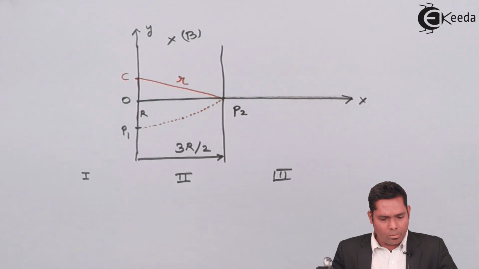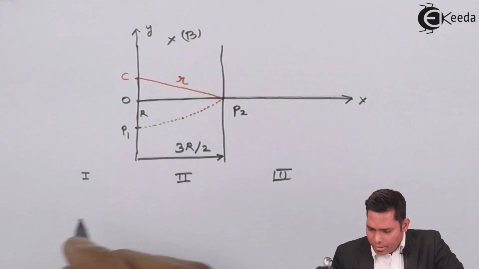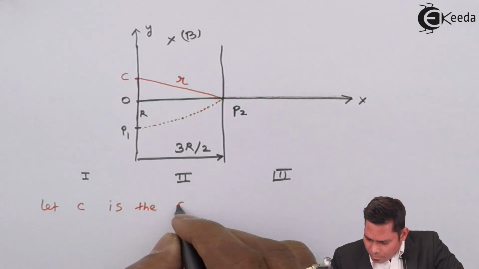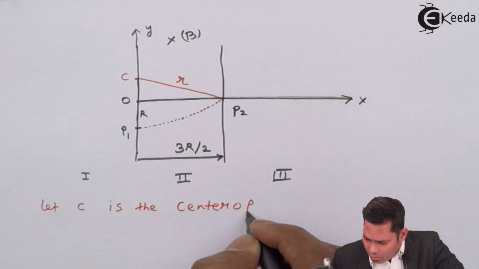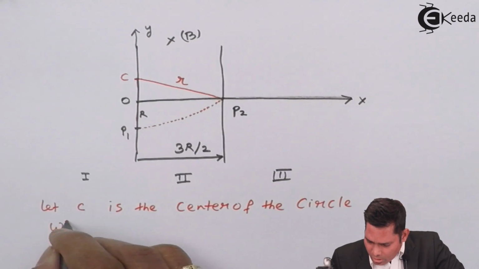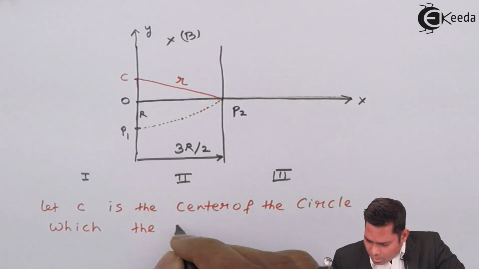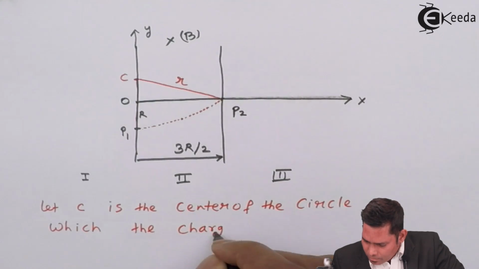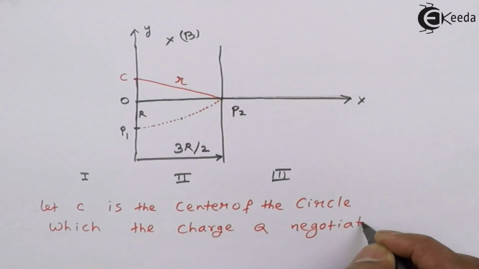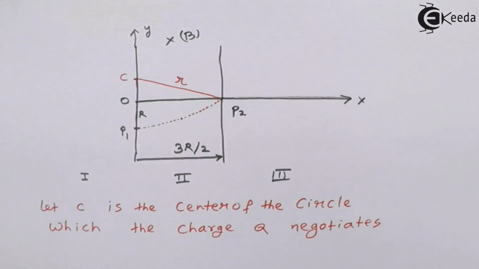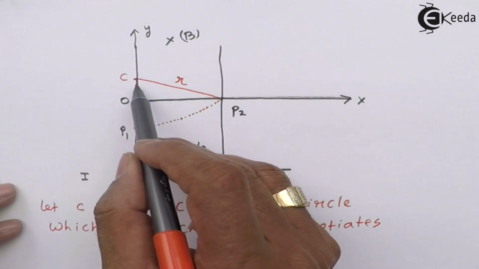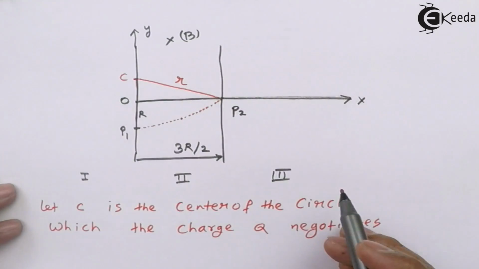So what we'll do, we'll first write a few things. Let C be the center of the circle which the charged particle, charge q, traverses. Now I will consider this triangle O P2 C.